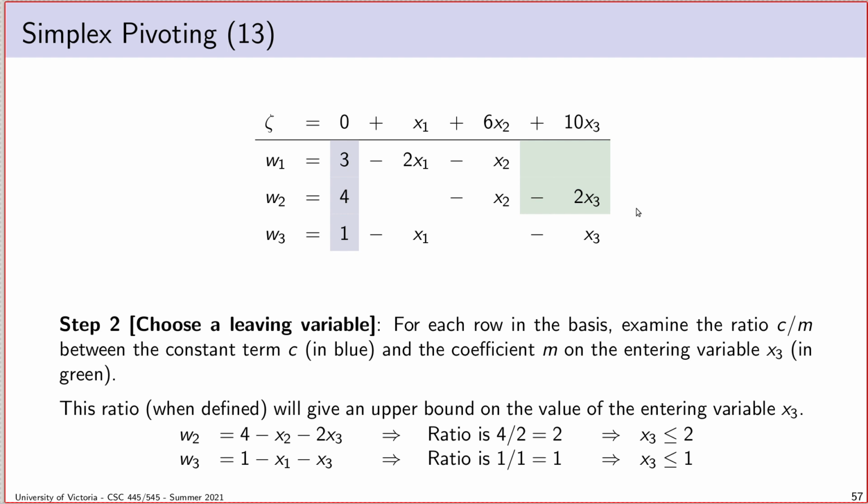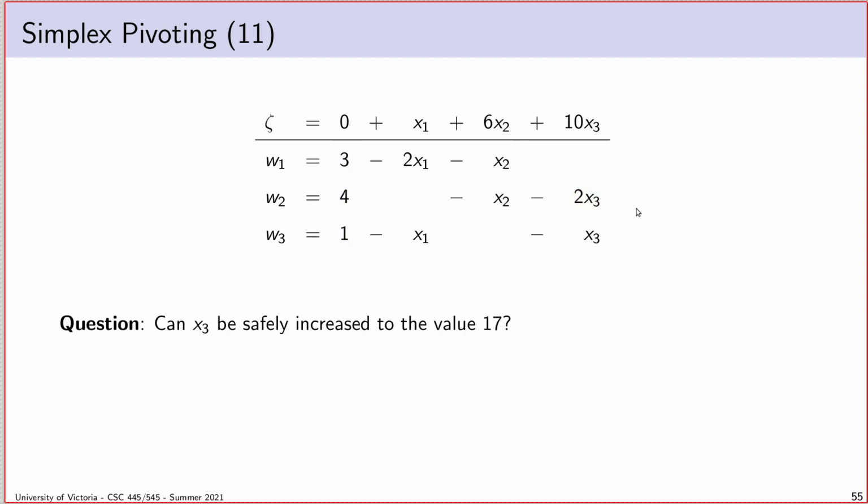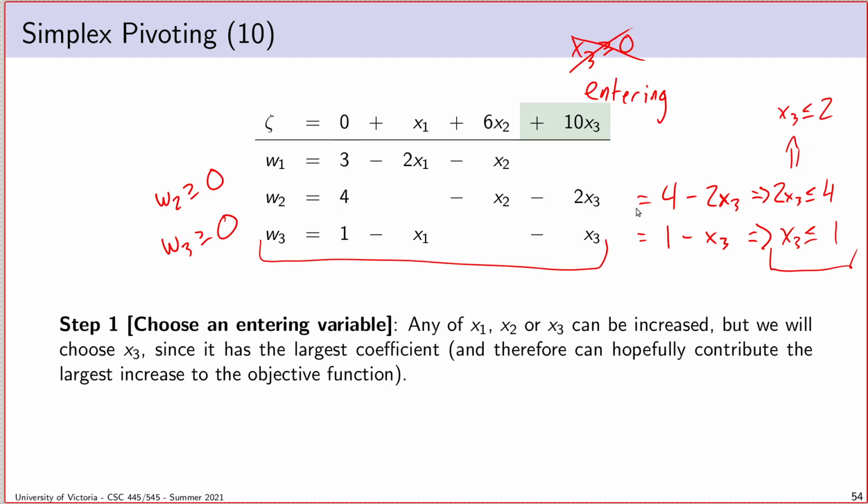Ultimately, my goal is to find something to swap with x3 in the basis. And I'm going to use the following rule. I'm going to do what I just did a minute ago, and I'm going to figure out what bound is put on my entering variable by each of the rows of the basis. So for example, W2 is going to force x3 to be less than or equal to 2. W3 is going to force x3 to be less than or equal to 1.